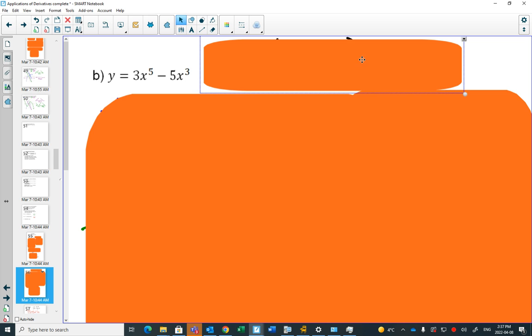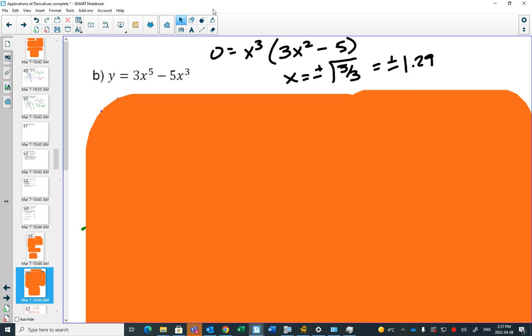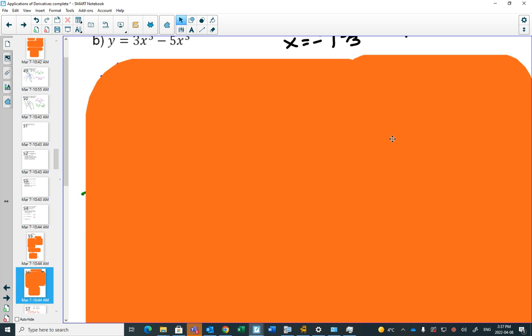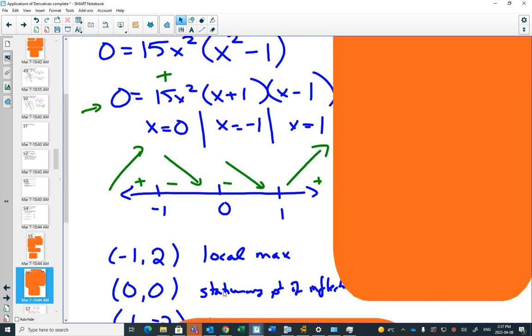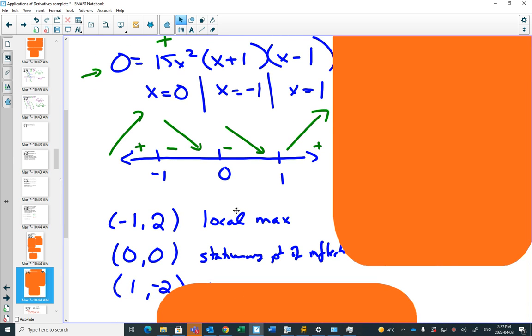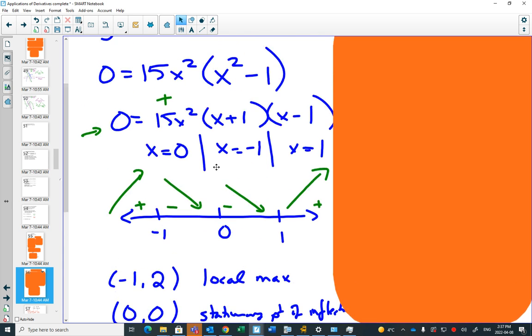So again, you find your x-intercepts, maybe. There it is. Plus or minus square root of 3 over 3 over 5, 5 over 3. Anyways, it's 1.29. Find your derivative, factor, find your points, and you get nicer points, but you have a stationary point of inflection, which is kind of interesting.